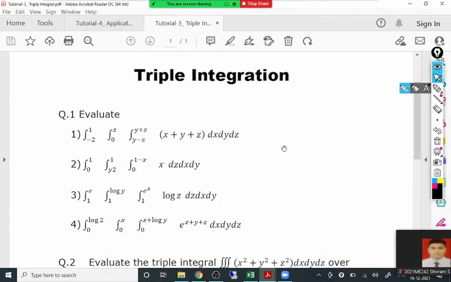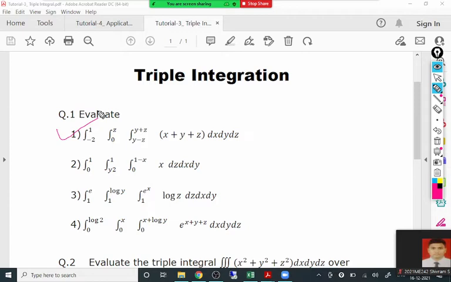But you have to keep in mind that when you integrate with x, you have to assume y and z as constants. That is a multiple integral. Now, if you see the questions here, question number 1, 2, 3, 4, first you have to decide the order of integration. Can you tell me what should be the order of this triple integral? For example, 1. In which order should you integrate?